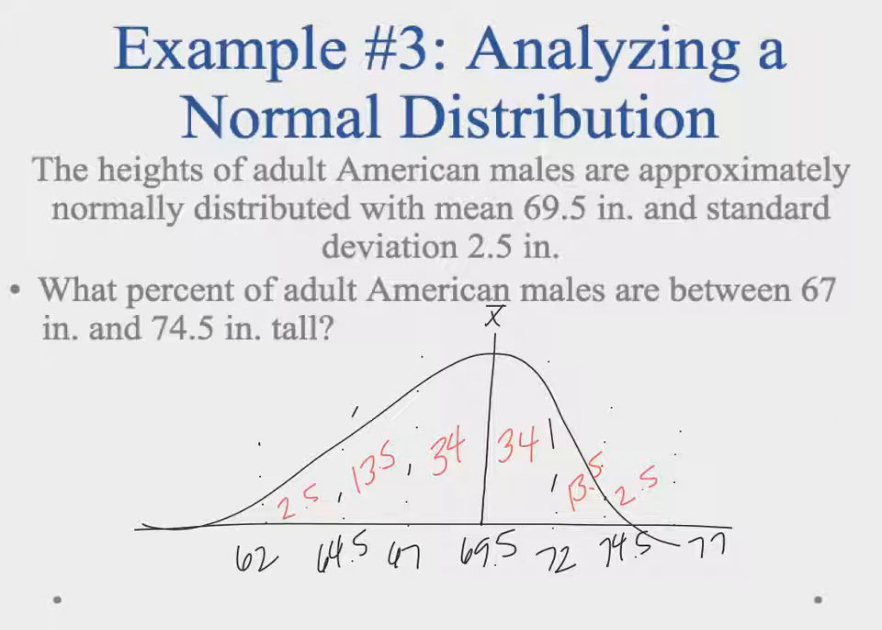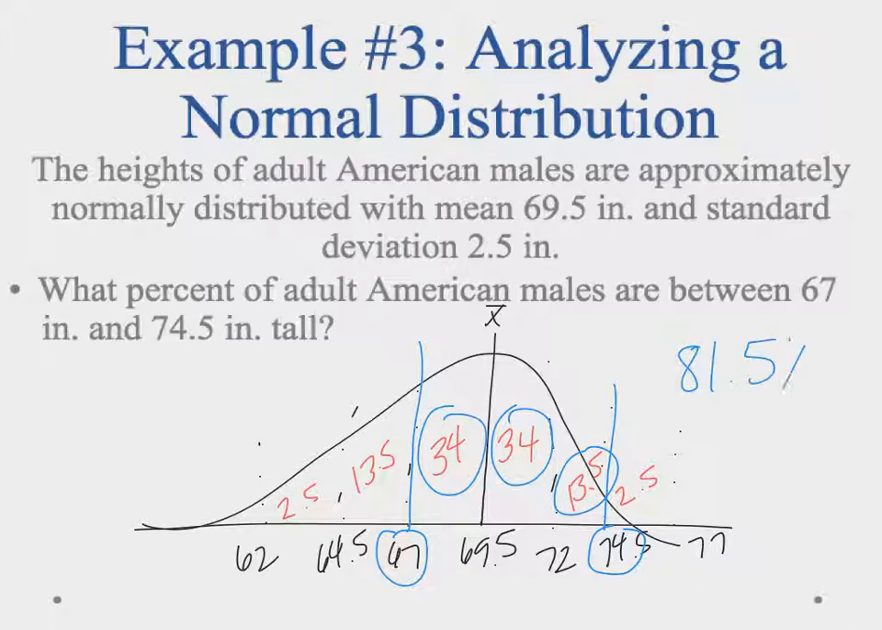All right, so going back to the question, it says what percent of adult American males are between 67 and 74.5? So that means anyone from 67 to 74.5. So from this line down to this line, that includes 34, 34, and 13.5. If we add those percentages, that's going to be 68 plus 13.5. That's going to be about 81.5% of adult American males between 67 inches tall and 74.5 inches tall.